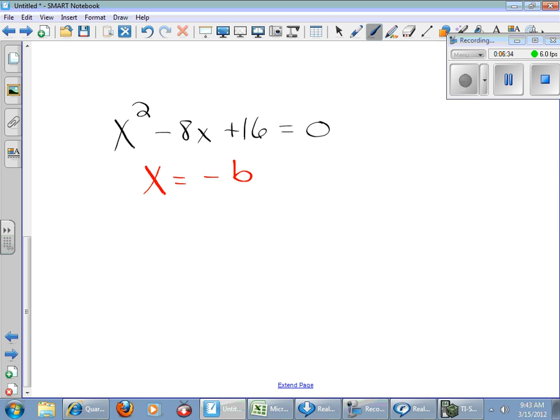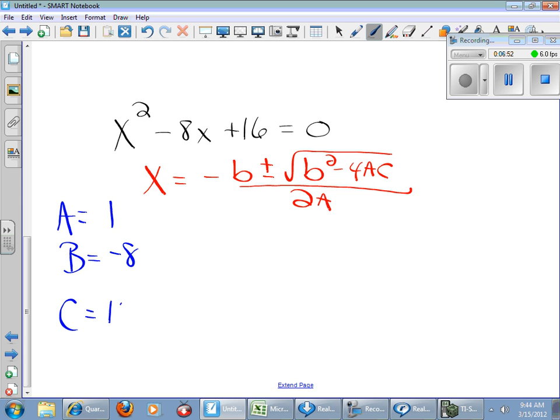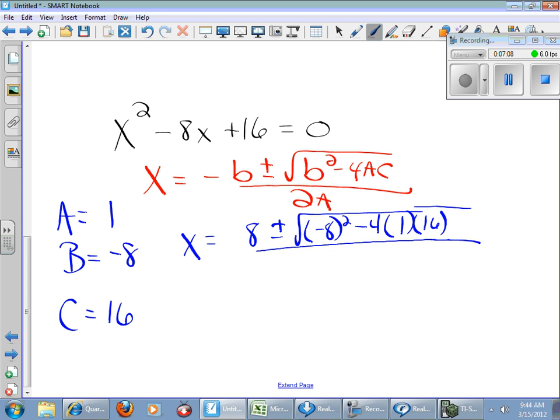X equals negative b plus or minus the square root of b squared minus 4ac all over 2a. Okay. And again, I'm going to identify A, B, and C first. A is 1, B is negative 8, and C is positive 16. Now I'll substitute in. I need the negative of B, which will be 8, plus or minus the square root of negative 8 squared minus 4 times 1 times 16. That is all over 2 times 1.